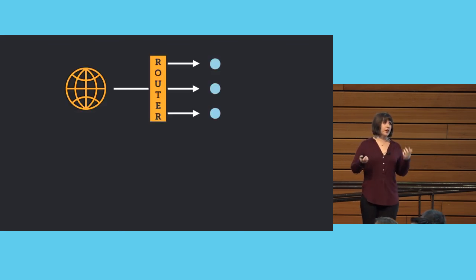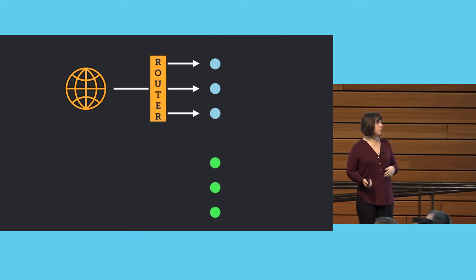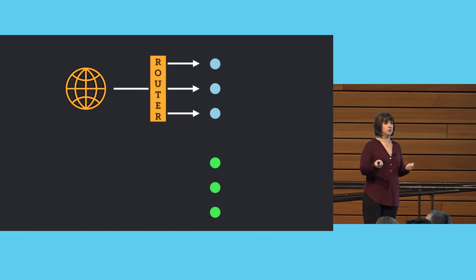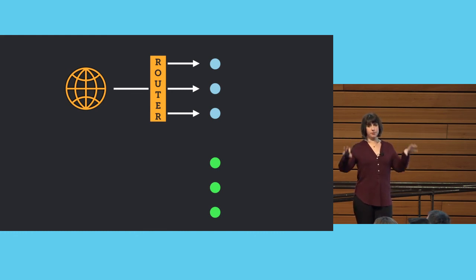So this is similar, where you have some sort of router in front of your microservices. You deploy a duplicate set of applications. So now you have two sets of applications running.